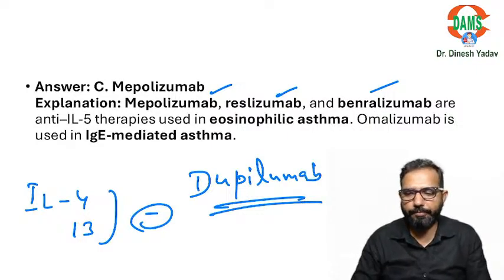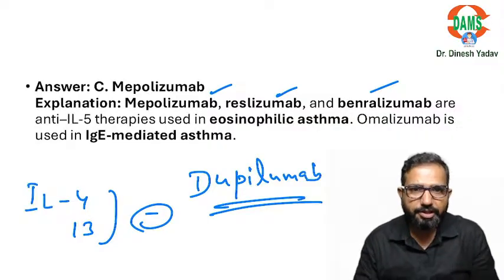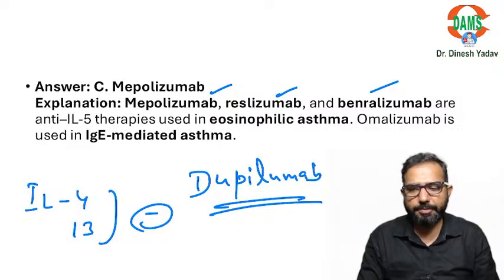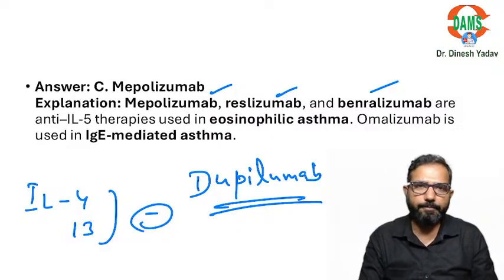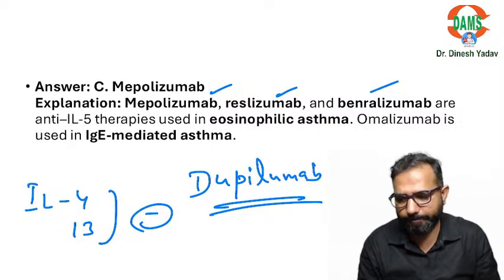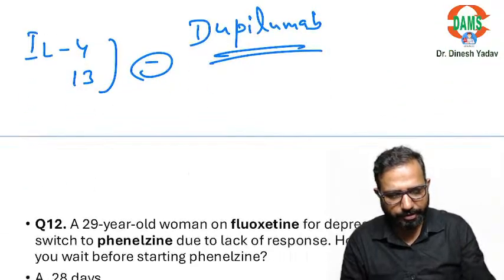Okay, dupilumab. Siddhant is asking why not A. Bache, that is not for eosinophilic asthma. Right, that is approved for allergic asthma but not for eosinophilic asthma. The only biological therapy which is approved for this is interleukin 5 inhibitor. Okay, dupilumab, bache, dupilumab. Very good, guys, very good.